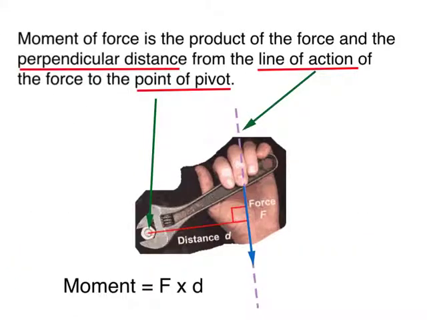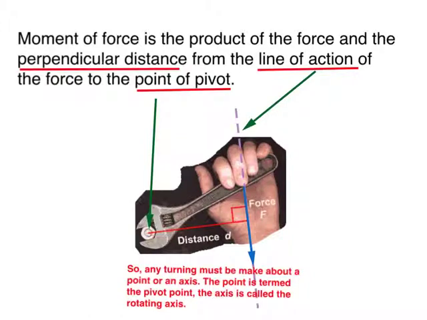By definition, moment of force is the product of the force and the perpendicular distance from the line of action of the force to the point of pivot. Perpendicular distance, line of action, and the pivot.